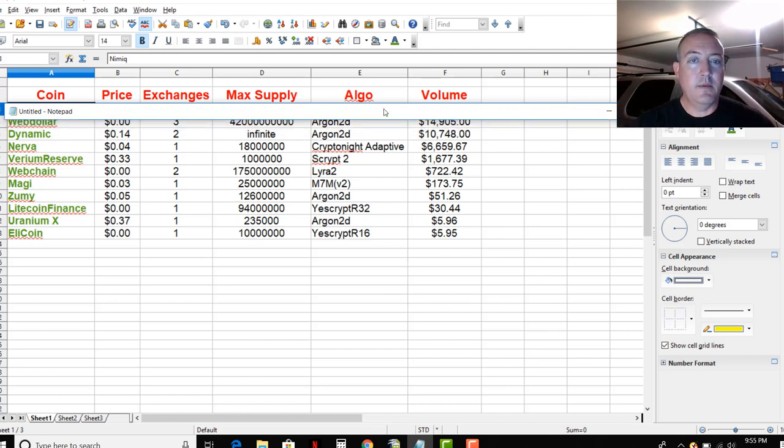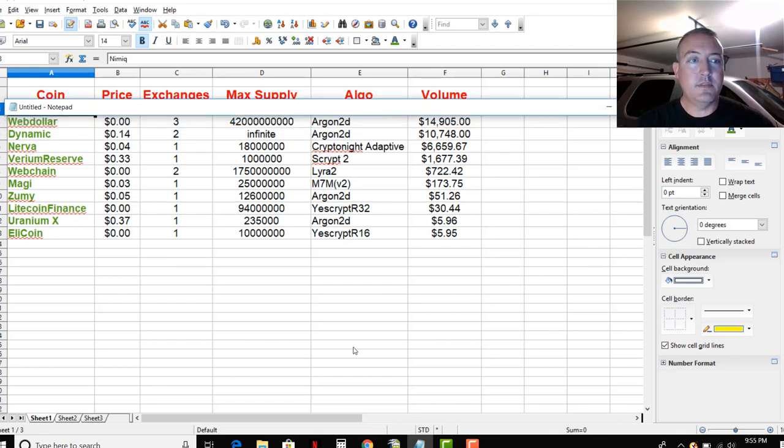All right, moving up, I know you guys have heard of this, Web Dollar. Pretty popular coin if you've been in the cryptocurrency space for a while. Price of zero, which is actually just less than a penny. Won't register if it's not a penny. Three exchanges though, which is good. Max supply, 42 billion. Very high max supply, not too fond of that.